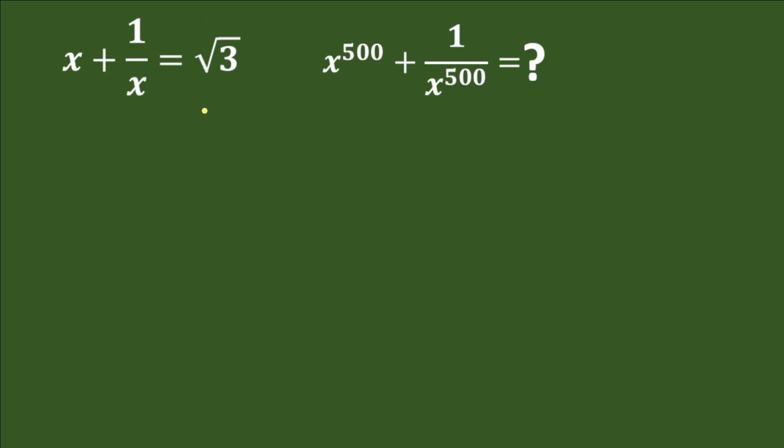Today in this session, we'll solve this algebraic problem. It's a very interesting problem. Here we have x plus 1 over x, and its value is square root 3. Then we have to find the value of x raised to the power 500 plus 1 over x raised to the power 500.